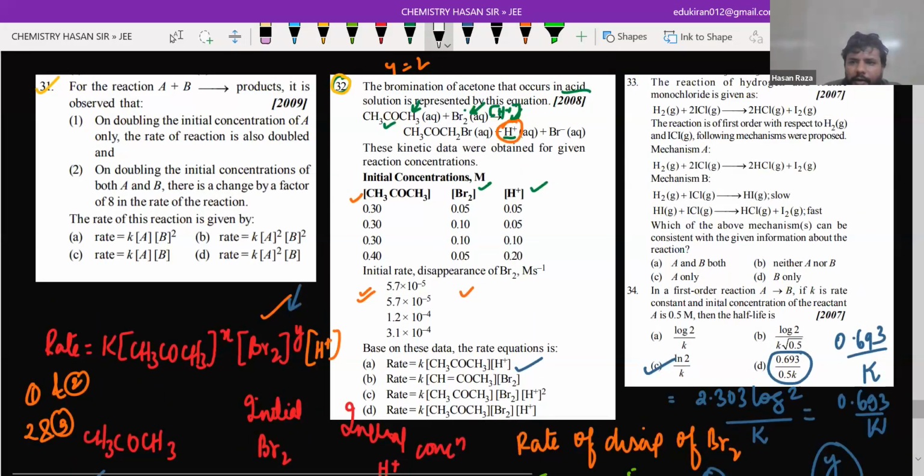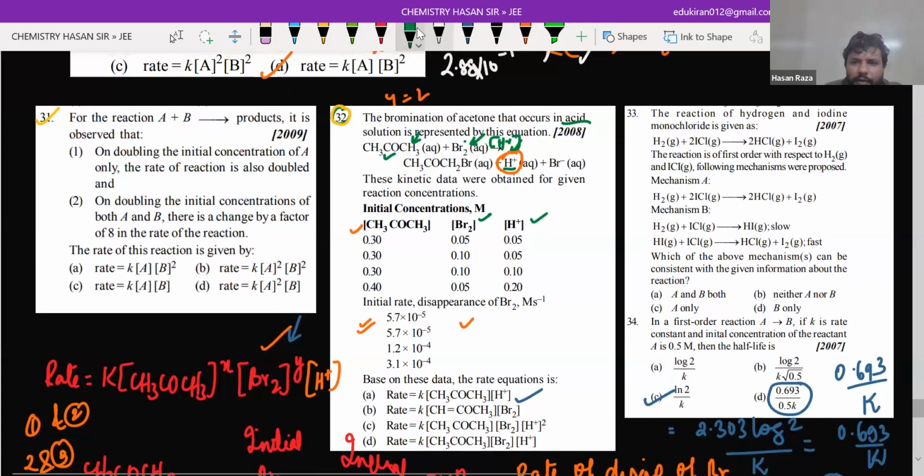Now for 33, very important question it is. The reaction of iodine, hydrogen and iodine monochloride is given as this. The reaction is first order with respect to H2 gas and ICl gas, and the following mechanisms were proposed.